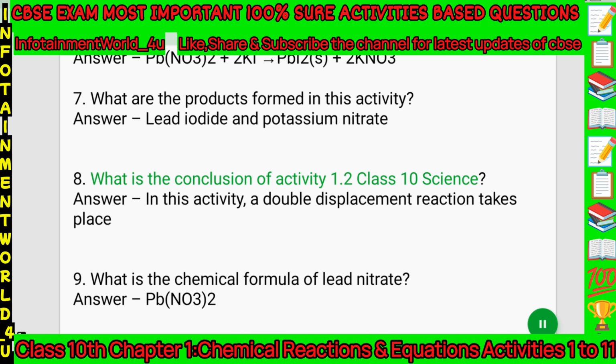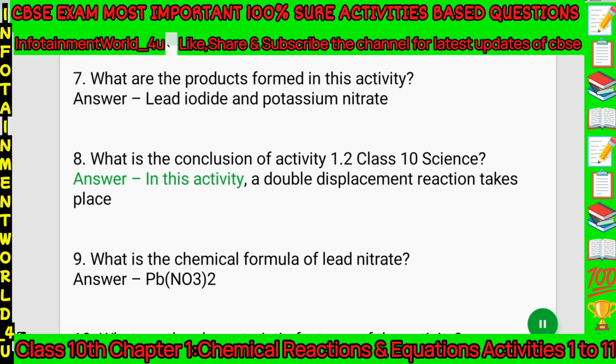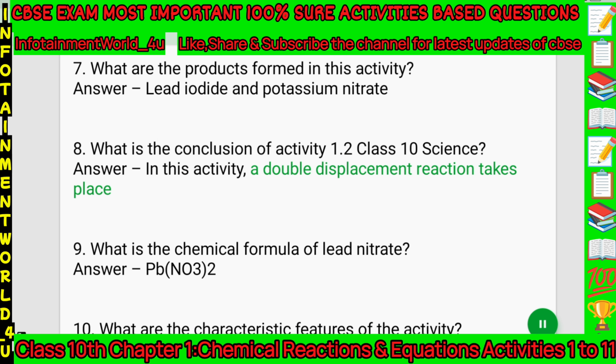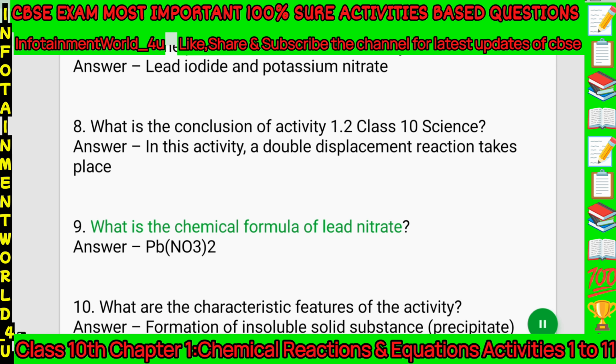8. What is the conclusion of activity 1.2 class 10 science? Answer: in this activity, a double displacement reaction takes place. 9. What is the chemical formula of lead nitrate? Answer: Pb(NO3)2. 10. What are the characteristic features of the activity? Answer: formation of an insoluble solid substance, a precipitate.